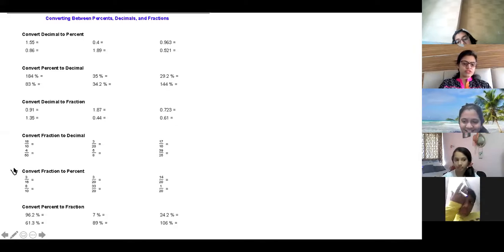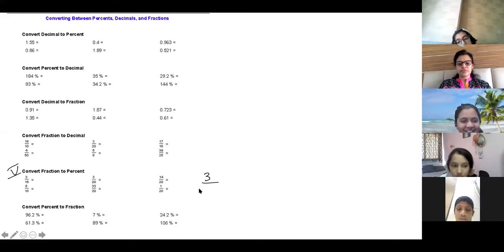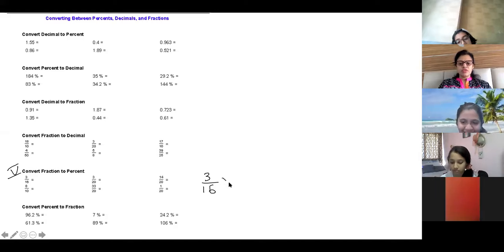What do you do in fraction to percent? Multiply by 100. Yes, multiply by 100. So which question do you have a doubt in? This one, 33 by 20. Only the first one, the rest I know. I'm doing the first one, 3 by 16. When you multiply by 100, you have to do it in the lowest form.